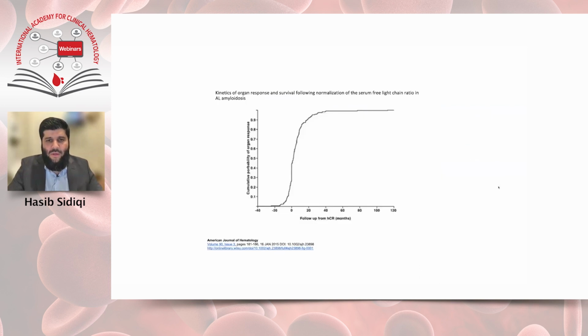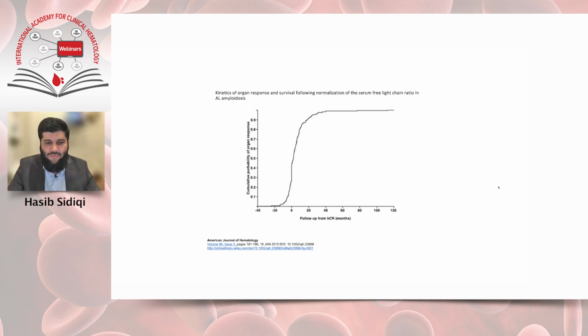One thing to be aware of in terms of organ response that I'd like to highlight, which this study showed beautifully, is that organ response in patients with light chain amyloidosis can take a significant amount of time. This study looked at the time to organ response after normalization of the free light chain ratio. What you can see here is that the median time can often be anywhere between 6 to 12 months after achieving a hematologic response.